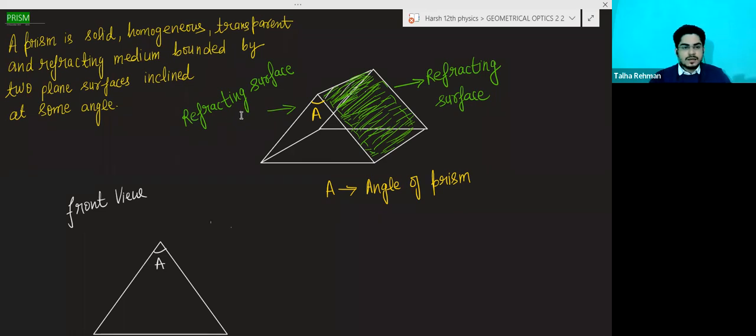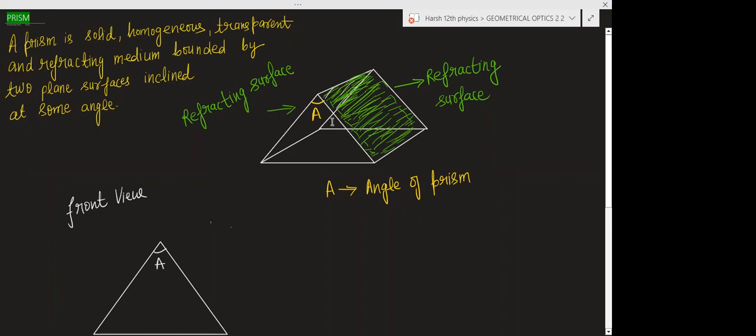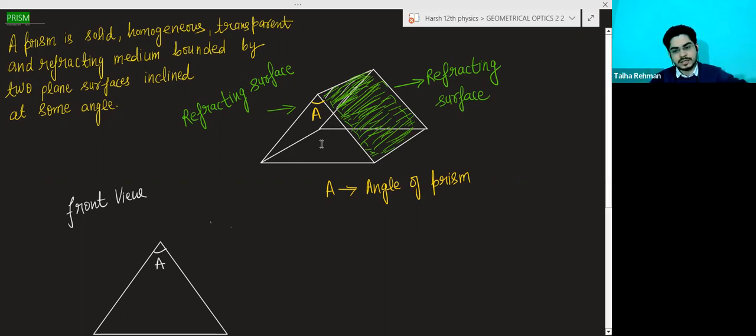Basically, a prism is a solid homogeneous medium. What is the meaning of homogeneous? Throughout the prism, the material is the same. The refractive index is constant throughout the material. A prism is a solid homogeneous and refracting medium bounded by two plane surfaces inclined at some angle.